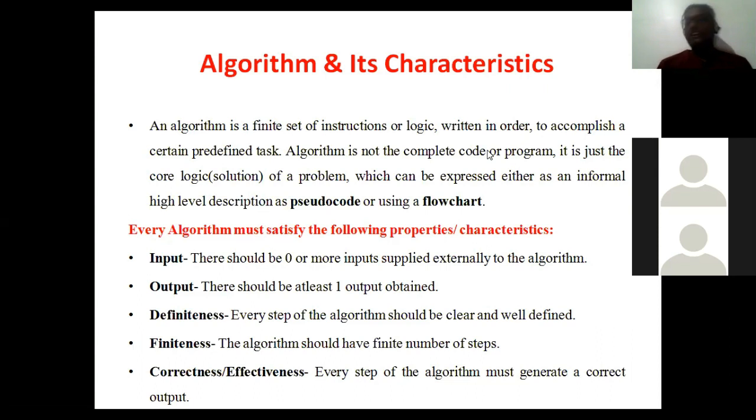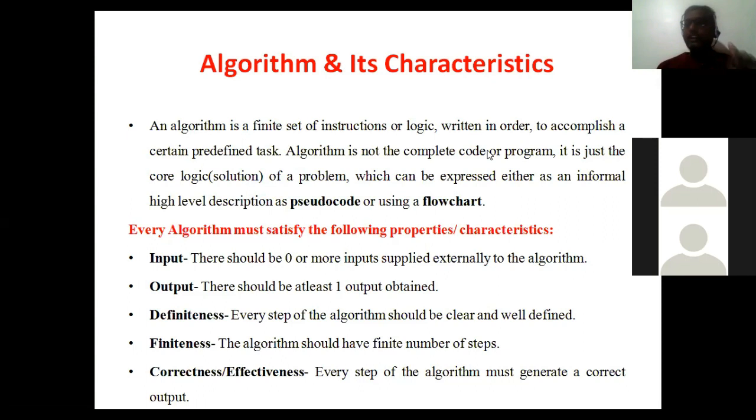After that, finiteness. Algorithm का definition बोला, तभी हमने बोला algorithm is a well defined finite set of instructions, finite set of steps, और यहाँ से finite set of instructions. Finite का मतलब होता है कि कम से कम हमारे algorithm में steps infinite नहीं होने चाहिए. It should be finite.